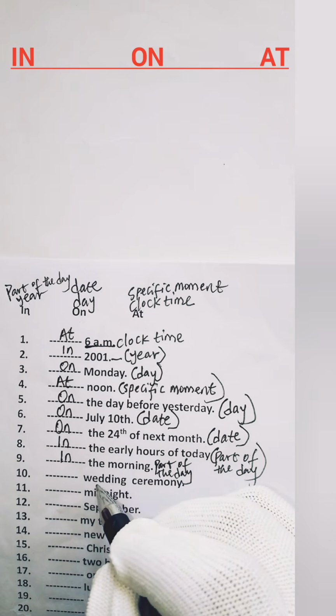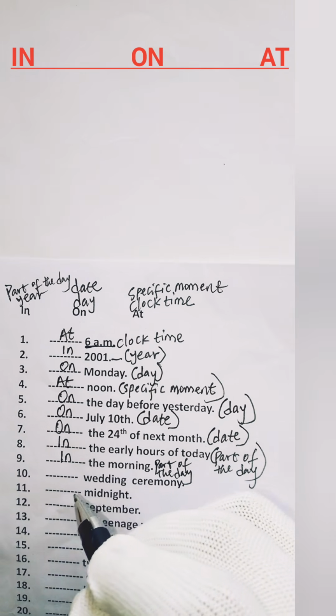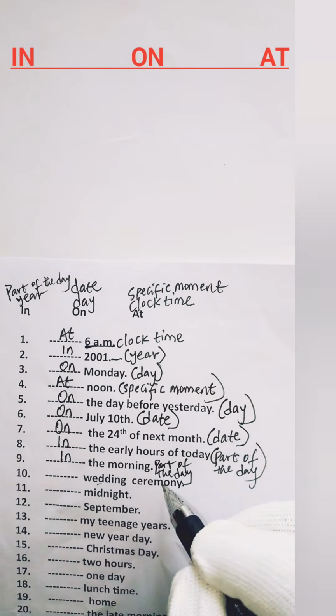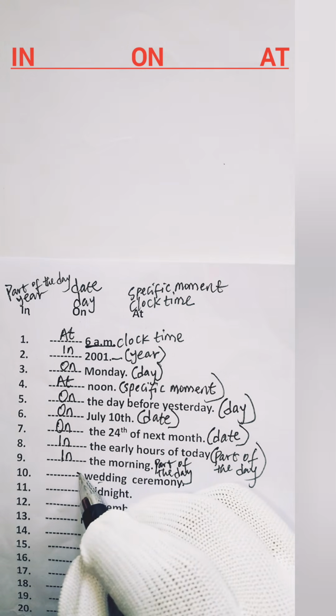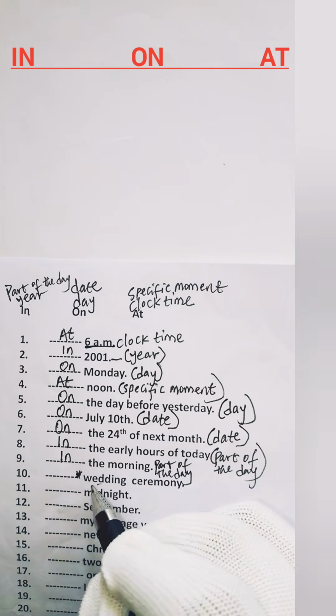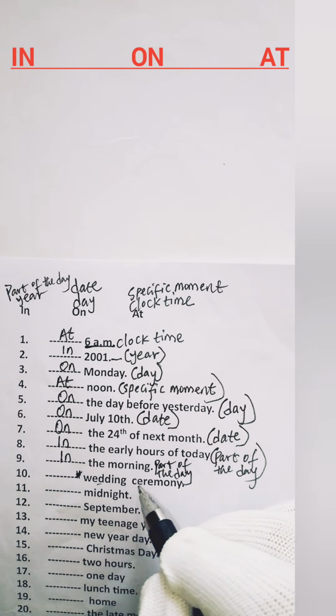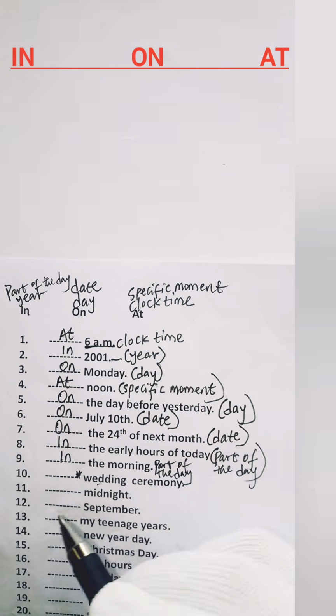10. Blank wedding ceremony. We will leave this because today's lesson is on prepositions of time, and this is referring to place. So let's leave this for another lesson that focuses on prepositions of place.